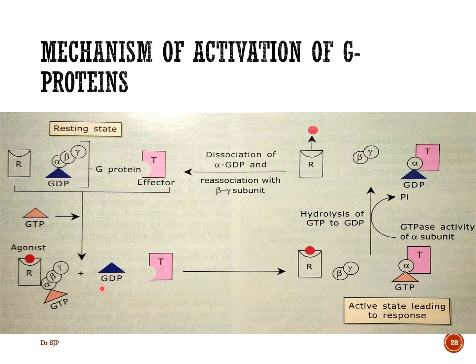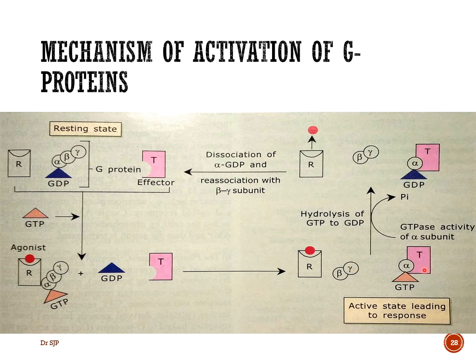And the beta and gamma subunits dissociate from the alpha and GTP complex, which now interacts with the target protein. So you can see as soon as the agonist binds to the receptor, the alpha and the GTP, which is converted from GDP, will dissociate from the rest of the subunits, that is your beta and gamma subunits, right?